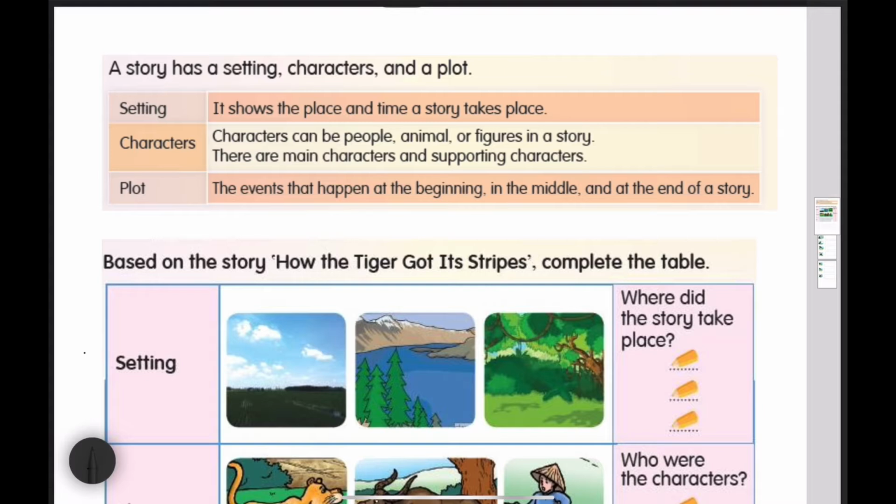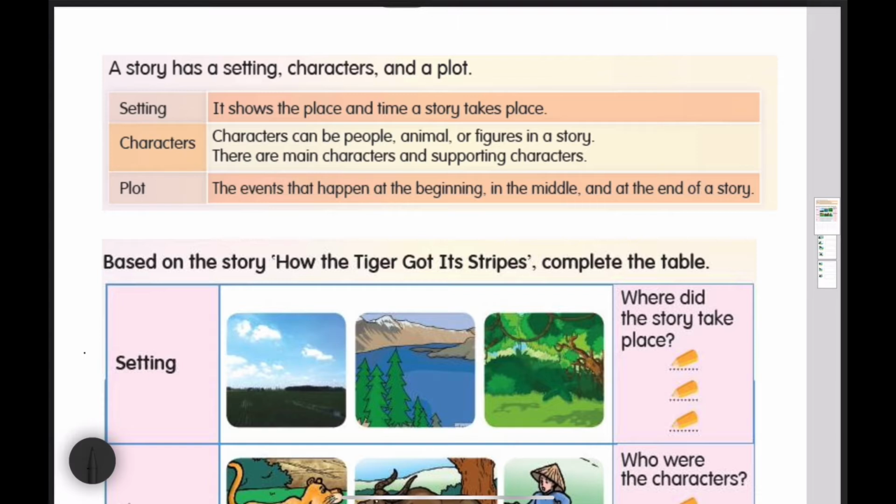So today we are going to do writing. These exercises are from your textbook, so you can refer to your textbook while watching this video. Okay, let's read together the first one.